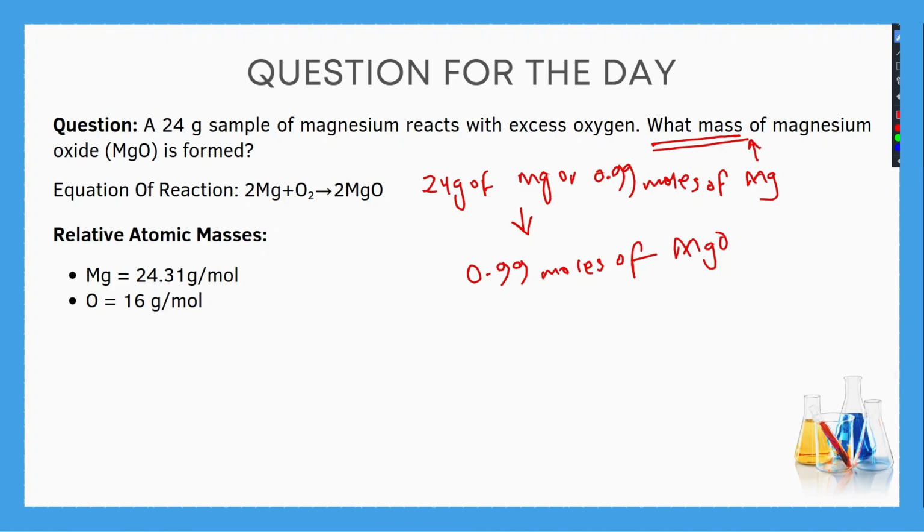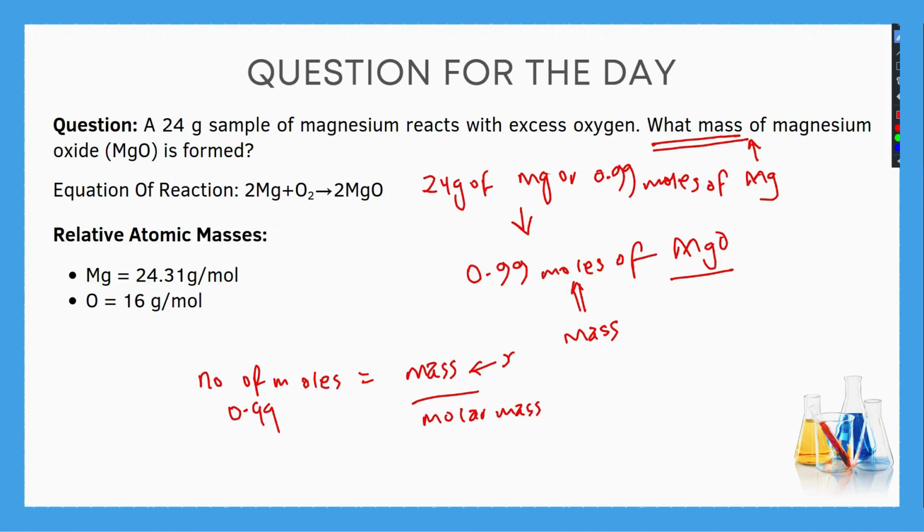But the question is what mass. So we are not going to leave our answer in moles. We're going to convert it from moles to mass. And remember our earlier formula, number of moles is equal to mass divided by molar mass. In this case now we're dealing with magnesium oxide. Number of moles is 0.99. The mass we don't know, so let's call it X. And the molar mass of magnesium oxide, MgO, is equal to, magnesium here is 24.31 and then oxygen is 16. When we say 24.31 plus 16, that's 40.31. So we have the molar mass of magnesium oxide to be 40.31.